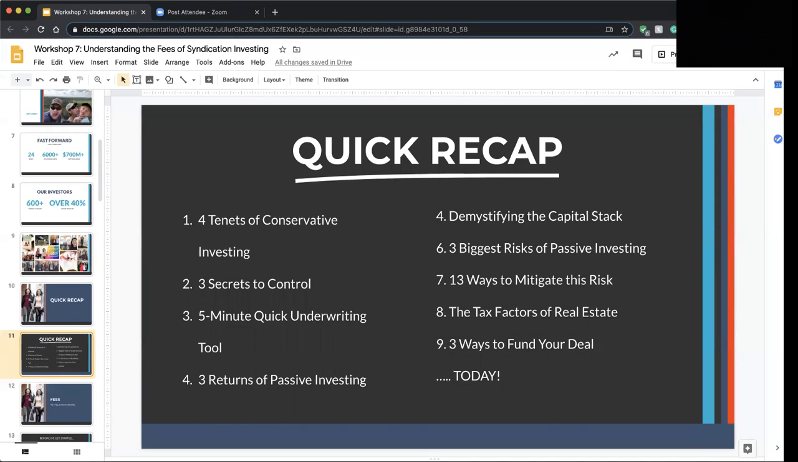We also broke down the whole capital stack as far as who's on the debt side of a deal, who's on the equity side of the deal, who's priority, and who has the highest risk in the deal. We broke down that whole capital stack for you. And then we went into the 3 biggest risks of passive investing, and then 13 ways that you can actually mitigate this risk.